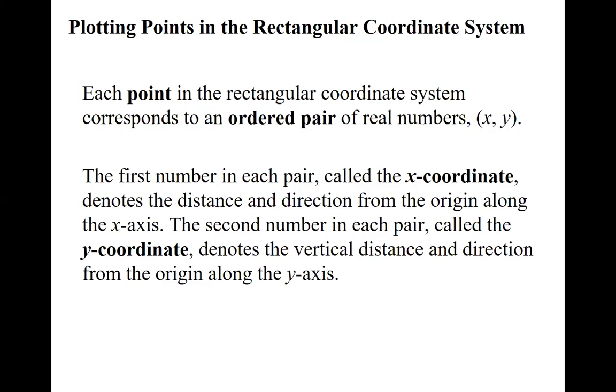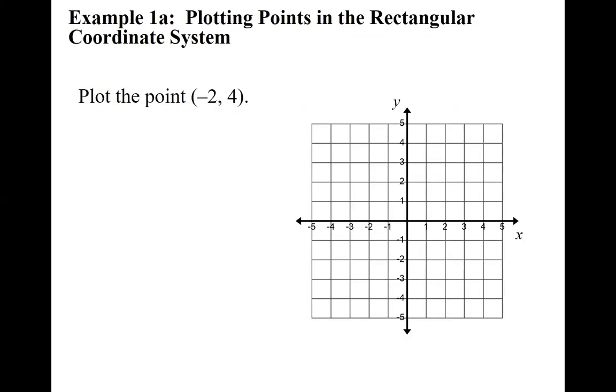Each point in the rectangular coordinate system corresponds to an ordered pair of real numbers, x, y. The first number in each pair, called the x-coordinate, denotes the distance and direction from the origin along the x-axis. The second number in each pair, called the y-coordinate, denotes the vertical distance and direction from the origin along the y-axis. So what does this mean?